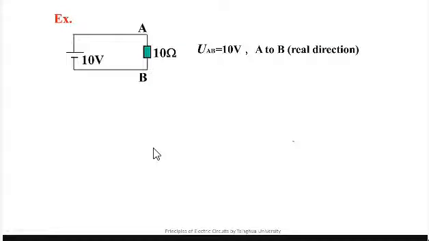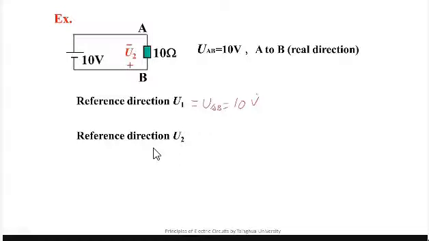Let's do another simple exercise. We know UAB is 10 volts, which means A is 10 volts greater than B. If we define the reference direction as upper point to be positive and lower point to be negative, then UA equals UAB equals 10 volts. Of course, we can also define the reference direction as upper negative and lower positive, which means the potential of the lower point is higher than that of the upper point. For this situation, according to the definition of voltage, it's obvious that U2 equals negative UAB, which is minus 10 volts.